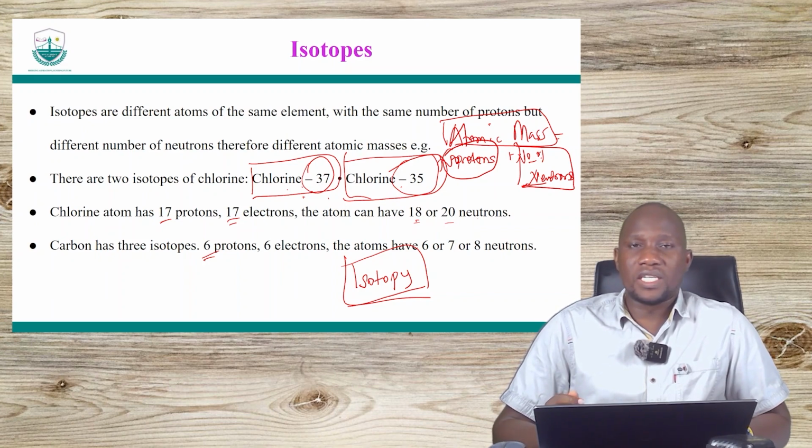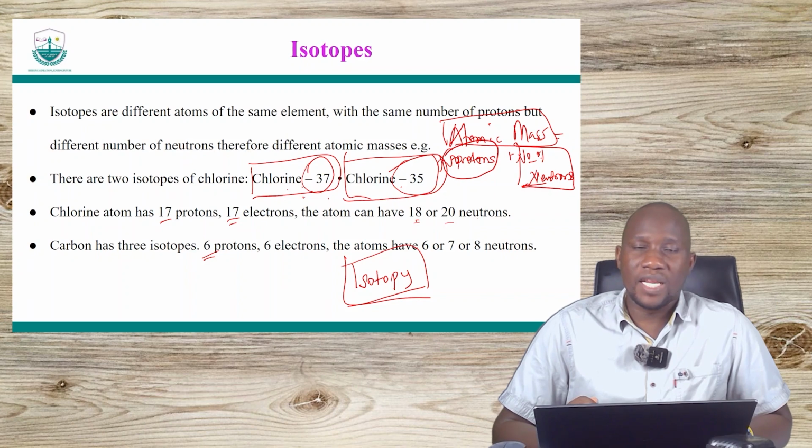And then finally we looked at isotopy, which is the existence of atoms of the same element having the same number of protons but different numbers of neutrons, therefore different atomic masses. Carbon and chlorine are the examples that we have listed here.